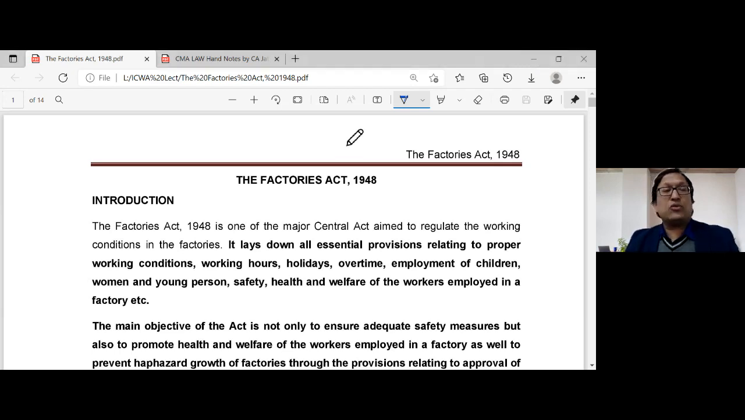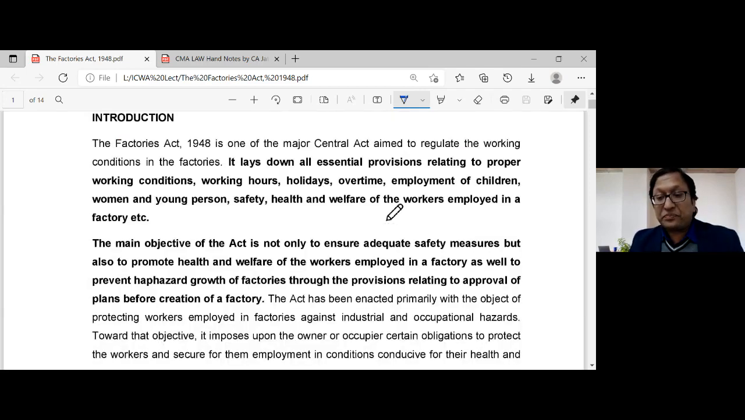Today we are going to start the portion of law relating to employees. We are going to start with the Factories Act 1948, that is scheduled for today's class. It's a central act made by the parliament to regulate the working conditions of factories in India.